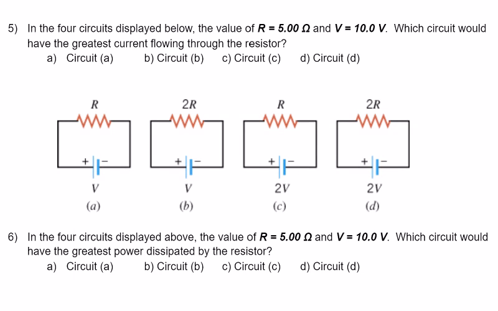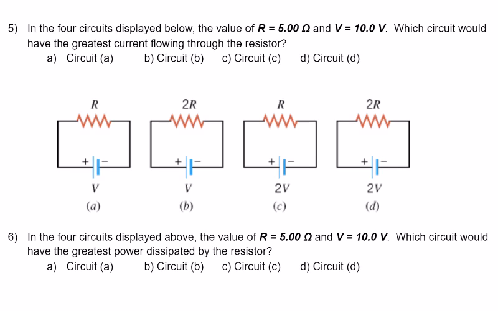Okay, this is next up on the Institute. This is number 5 and 6 of our multiple choice. These are really just using Ohm's law, basic ideas, that type of stuff. So in the four circuits displayed below, the resistance R is 5 and voltage is 10 volts. Which circuit would have the greatest current flowing through the resistor?